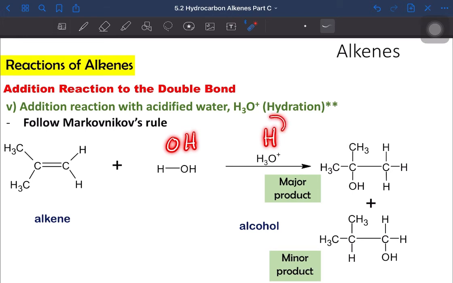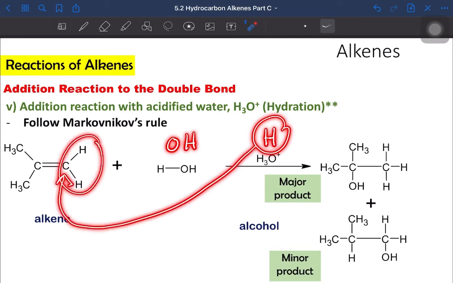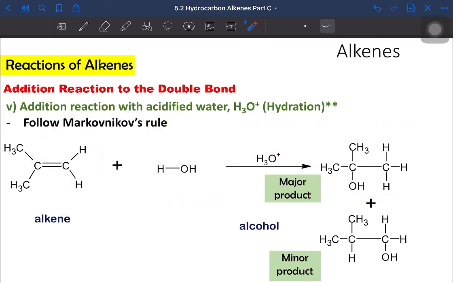Okay, so since the hydrogen is the most electropositive reagent, it will be added to the side of the carbon of the double bond that has more hydrogen. So in this case, this carbon, and the OH will be bonded to this carbon, okay, to form the major alcohol product. Okay, and if it does not follow the Markovnikov rule, it will form the minor product. Alright, so this reaction also involves a reaction mechanism. So let's look into the steps of the reaction mechanism for the acid-catalyzed hydration reaction.